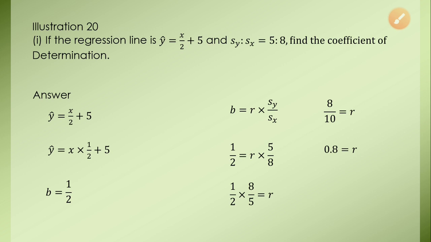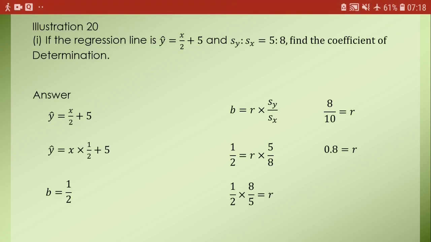Now, what you have to do? You have to simply take the square of that 0.8. See, r is 0.8, so r square should be 0.64. Yes, r square should be 0.64. Just make the square of this r.